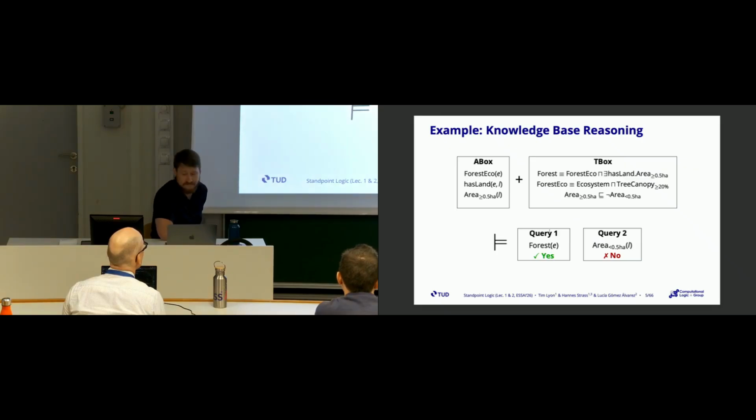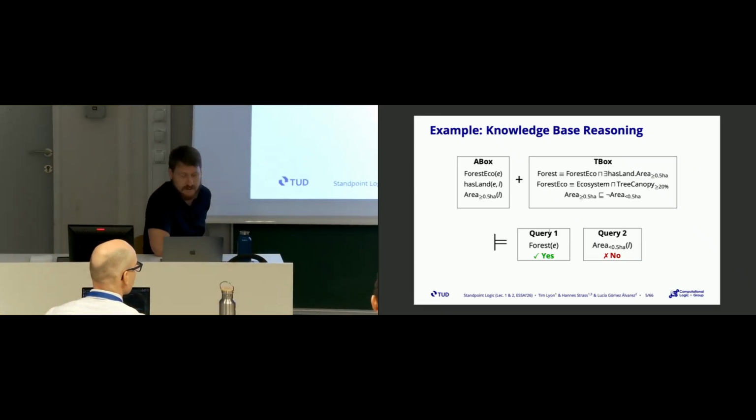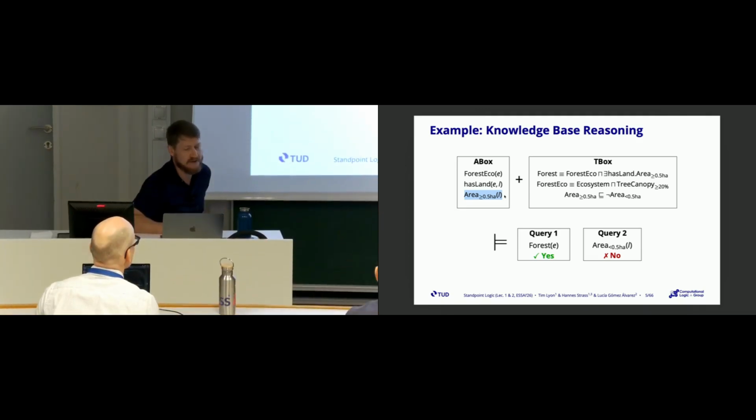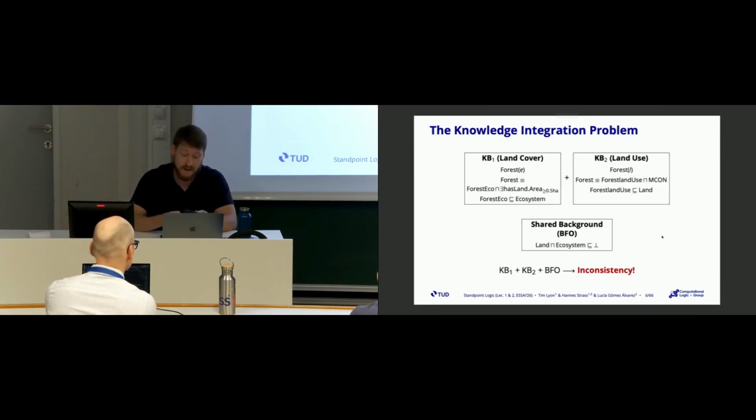Query 2 is obviously going to be false, and this has to do with the last formula in the A box, which says that L has an area greater than or equal to half a hectare. And then by this if-then statement in the T box, we know that if something has greater than or equal to half a hectare, it's not the case that its area is less than half a hectare. So this is false. Okay, so that's just a quick example of a knowledge base and querying that's done on it. Let's talk about an important problem that pops up in the context of knowledge representation called knowledge integration.